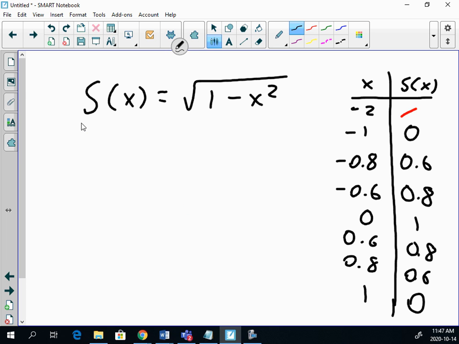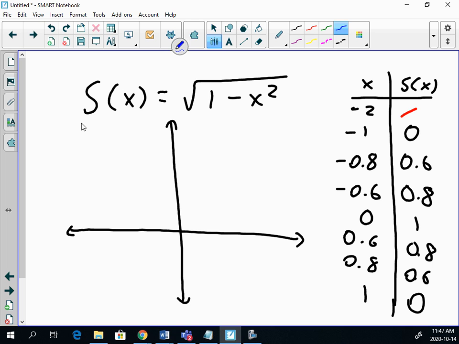Overall, then, this is what my graph looks like. I have a point at (-1, 0). I have a point at (0, 1). And then I have a point at (1, 0). I have a point at (-0.8, 0.6), which is like there, and a point at (-0.6, 0.8), which is like there-ish. Likewise, I have points here and here.